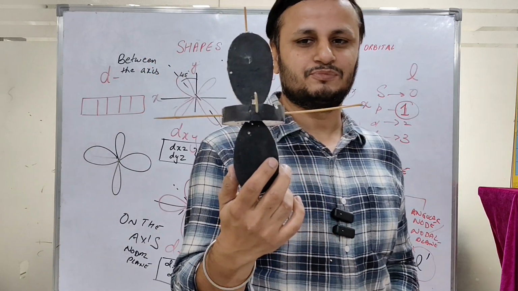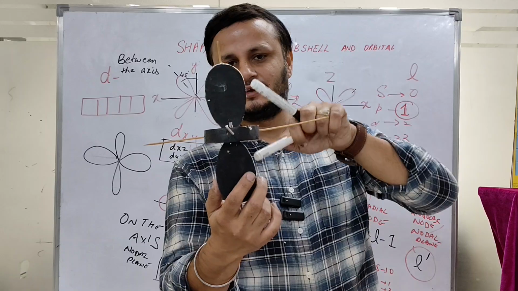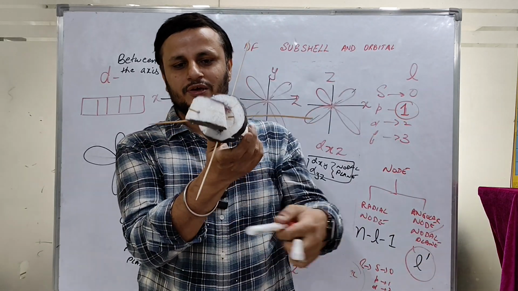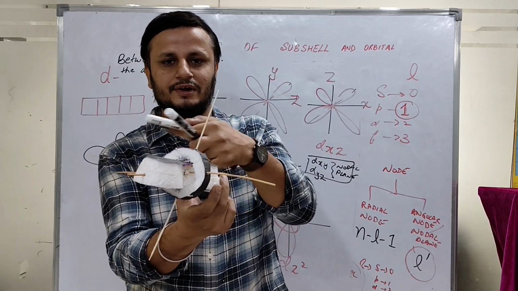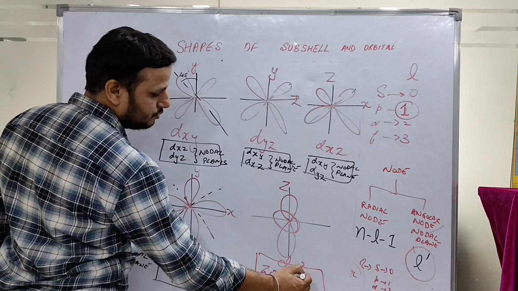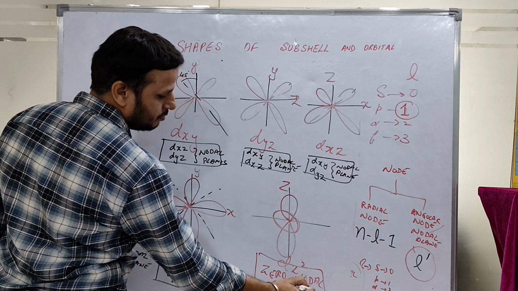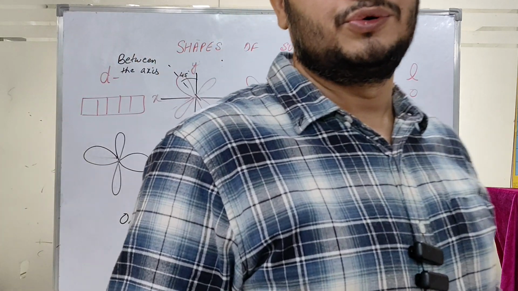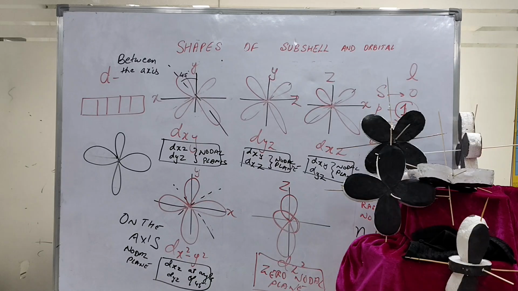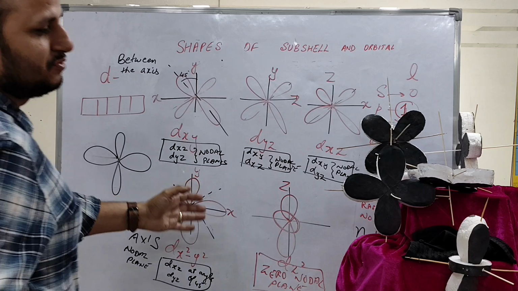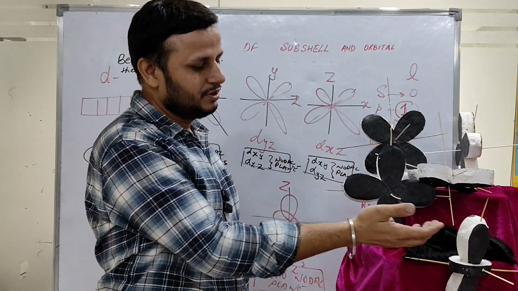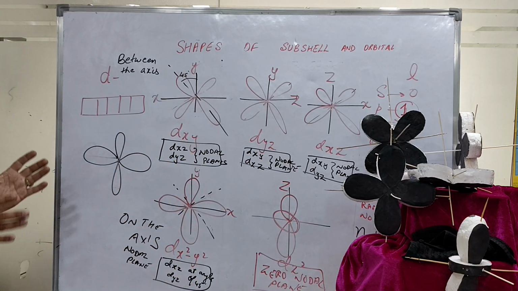And for dz square, this is an exception to nodal planes: the yz axis is also being used and the electron is moving along xy, the z axis is used and the probability of finding the electron along xy is also present. So dz square is an exception to nodal planes, it has 0 nodal planes. So this is all about the d subshell: dxy, dyz, dxz, dx square y square and dz square, their shape, their nodal planes.